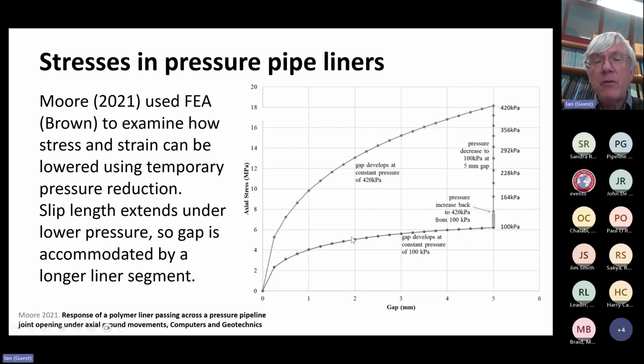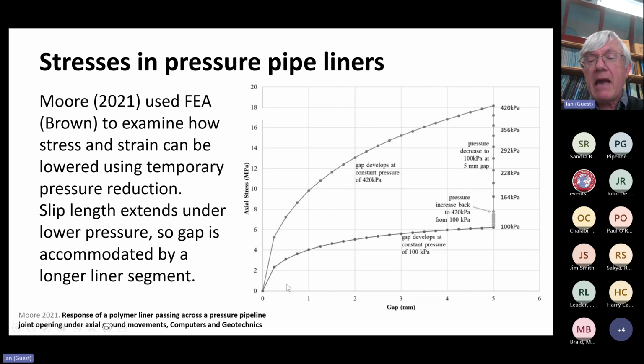Now, we did some computer analysis, and I'd just like to acknowledge the contribution of Michael Brown to this little bit of work. We looked at what would happen if we had a tunneling project where we went in and supported the cast iron water pipes prior to the tunneling exercise, so prior to the imposition of these ground motions, and we allowed the gap to develop at an internal pressure of 420 kilopascals. This is for this particular analysis we've done here.